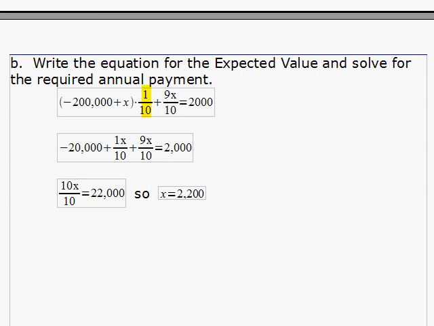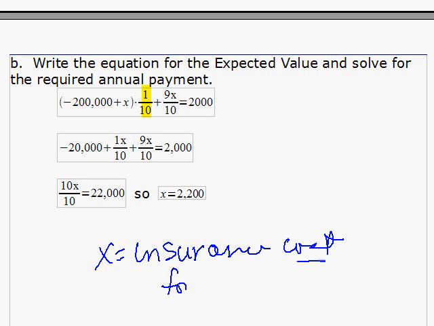X is the annual premium. So X is the insurance cost for 1 year. It's what the insurance company is going to charge them. This is for 1 year. Okay, now we just go through here and solve for X.